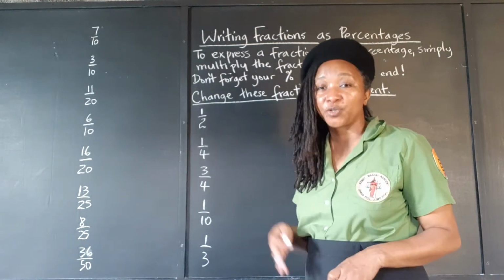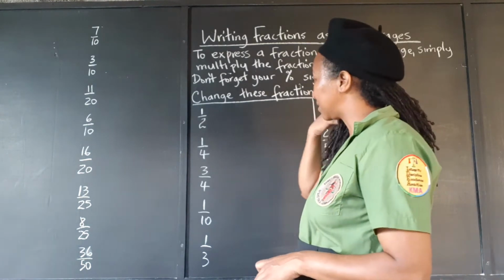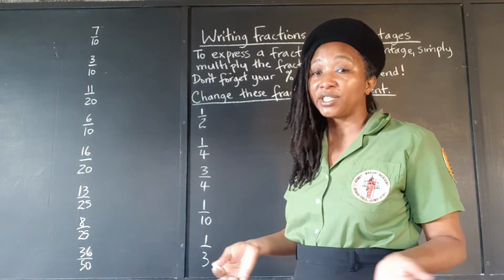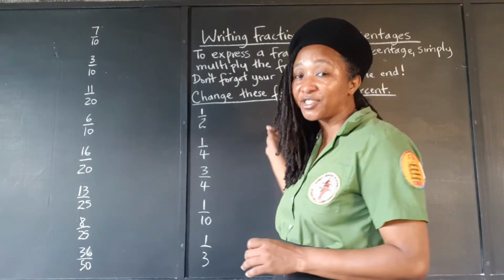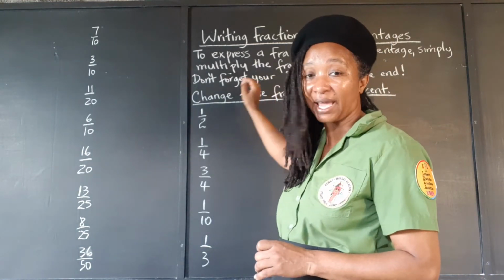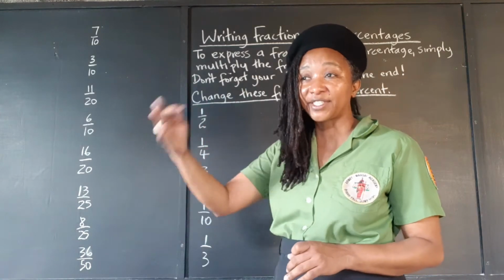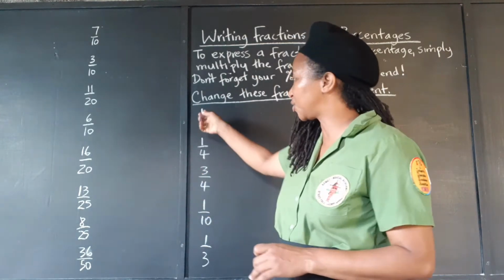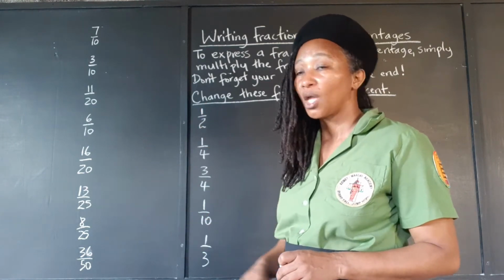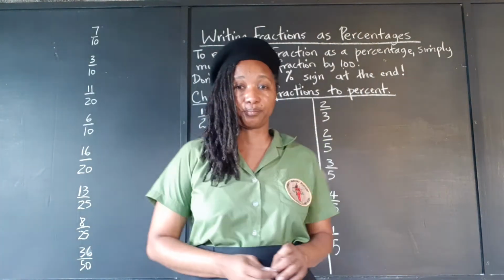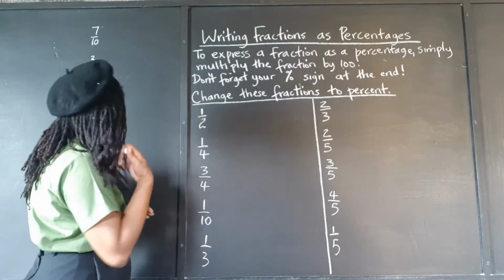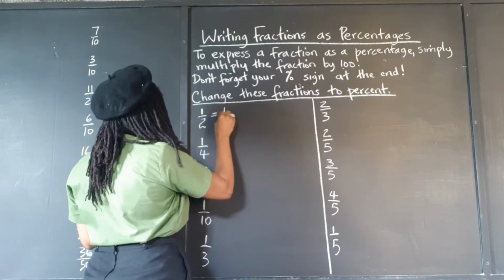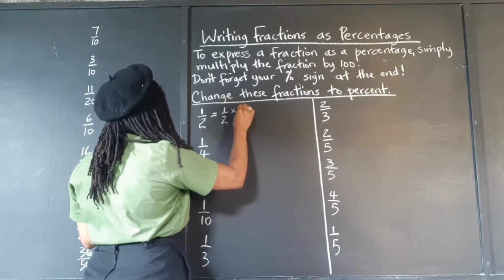So, like I said, to achieve that, all we do is take the original fraction that we're given and multiply by 100, and to the answer we put a percent sign to say this out of 100, this percent is equivalent to the original fraction. So let's do that then. A half as a percent, so that would be a half times 100.